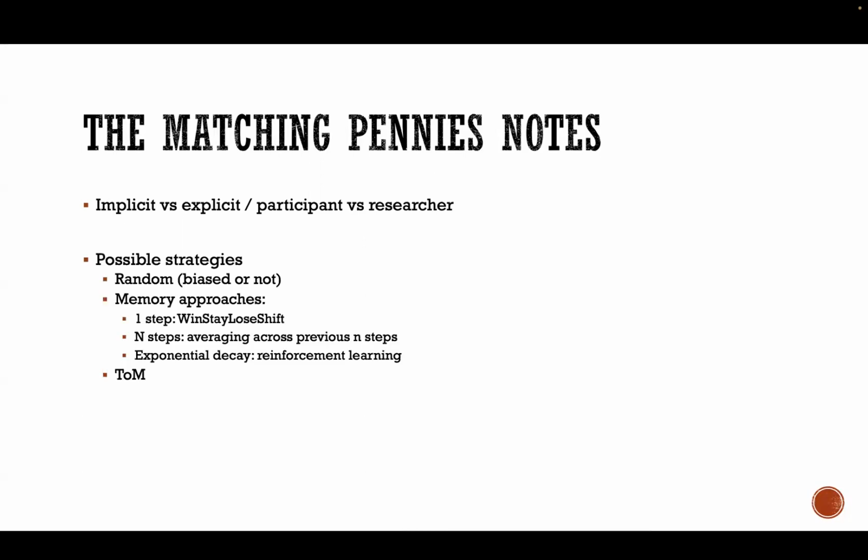We discussed possible strategies. I shared a PDF with all the strategies that were developed, also on Brightspace, but some examples were, simply random, where people might be biased in the randomness. So they're 60% of the times hiding the penny in the right hand if they're right-handed. Or it might be perfectly random, that is 50%.